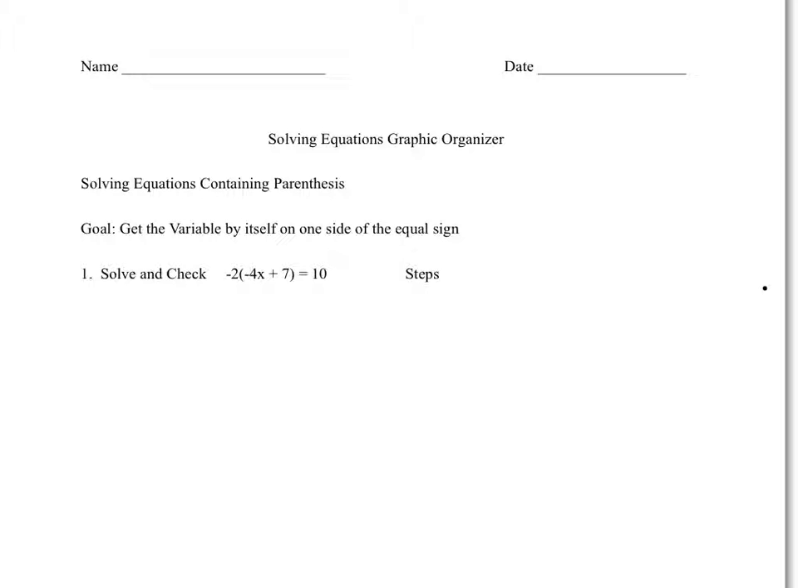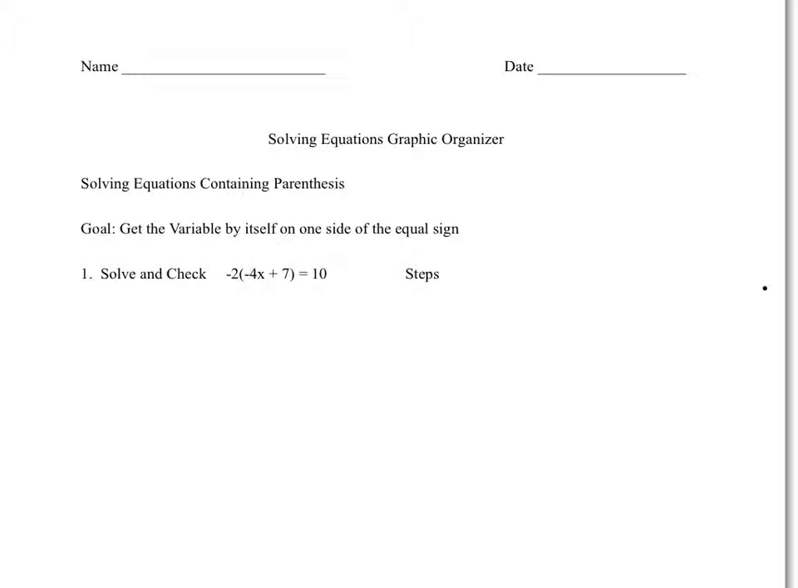organizer. On the graphic organizer, you'll notice that you have steps listed down the right-hand side of the page. I don't, but I'll be referencing those steps as we go through the process. As always, the goal is to get that variable by itself on one side of the equal sign. Typically, we get that x variable by itself on the left-hand side, and we move everything else over to the right-hand side.